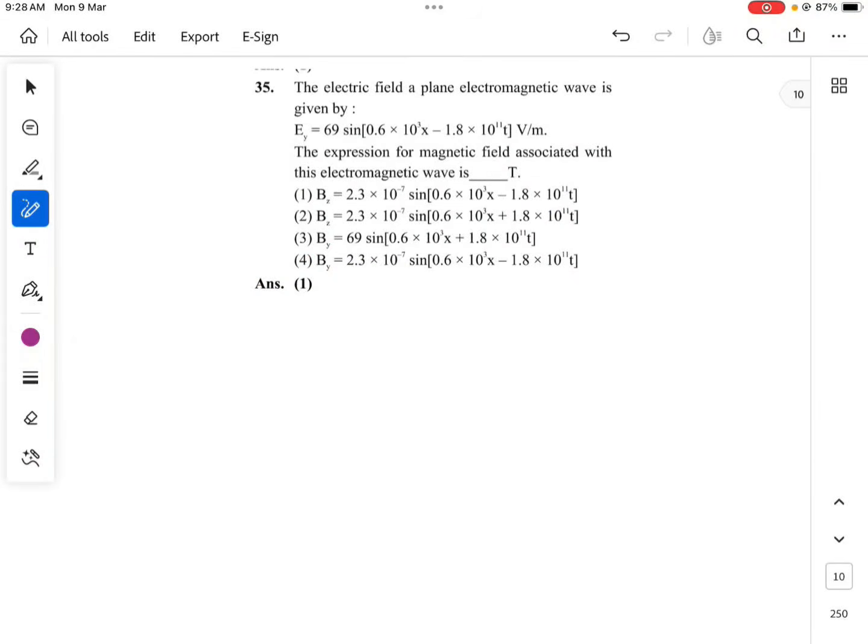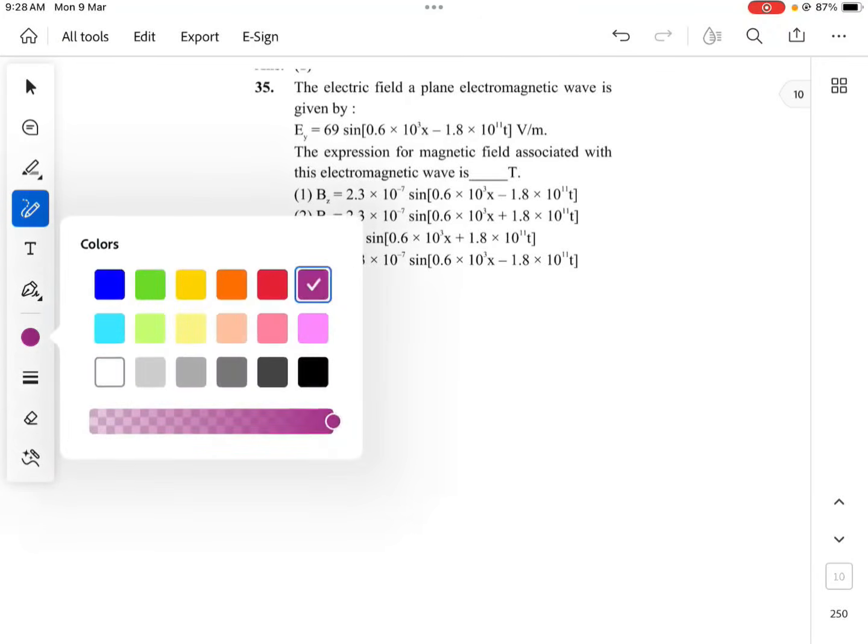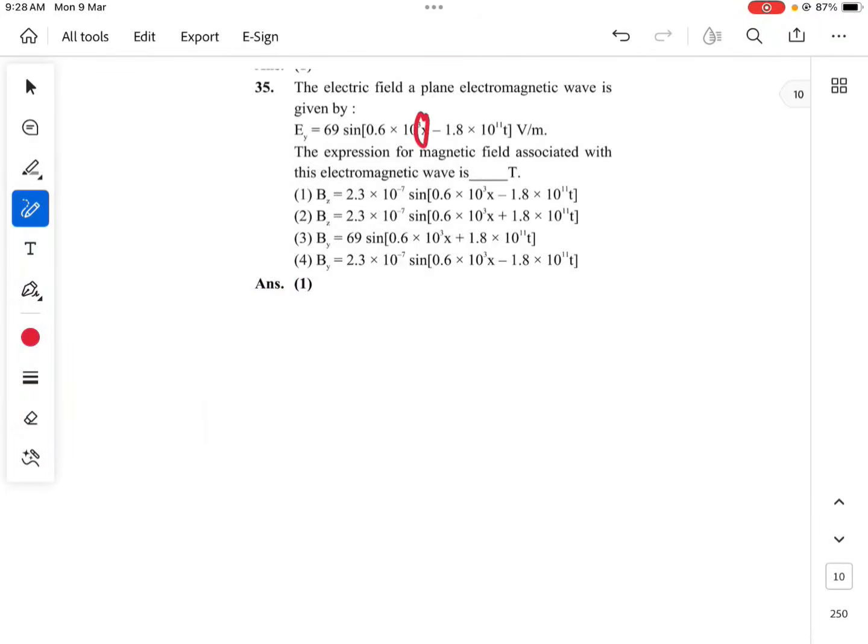Next one is about electromagnetic waves. Here you are given E_y. First thing you should do is check the direction of the wave. The wave is moving in X direction. So which one of these should you take such that by doing E cross B you get i cap? So B_z, option 1 or 2. Out of options 1 or 2 you are supposed to select. Now which one of these options is going to give you E naught by B naught equals c?